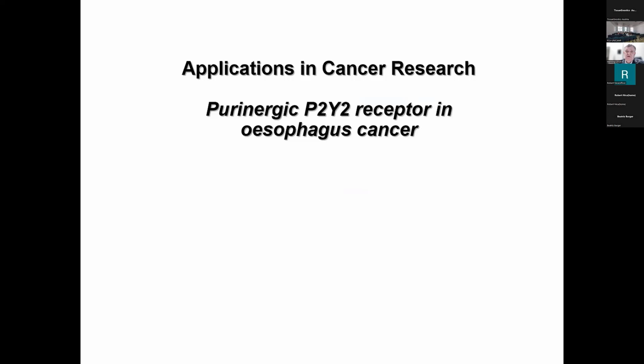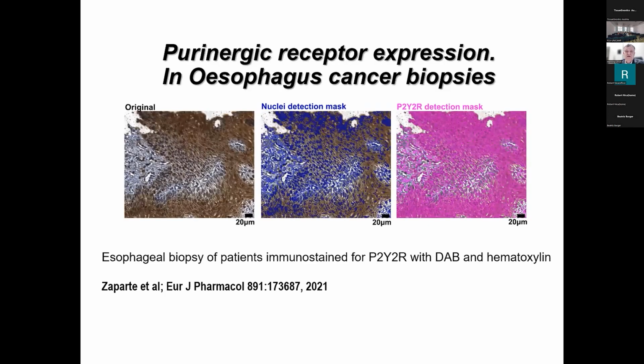For example, with a collaborator in Rio Grande do Sul at the PUC University, we investigated the purinergic P2Y2 receptor in esophageal cancer. The purinergic receptor is a receptor activated by extracellular ATP. And what we could find here, especially for this protein, we used here tissue sections. We're not anymore talking about cell cultures. Now this is a tissue section where we make a nuclear detection mask, and then we detect the P2Y2 receptor. And this we do in esophageal biopsies of patients, immunostained for the P2Y2 receptor.